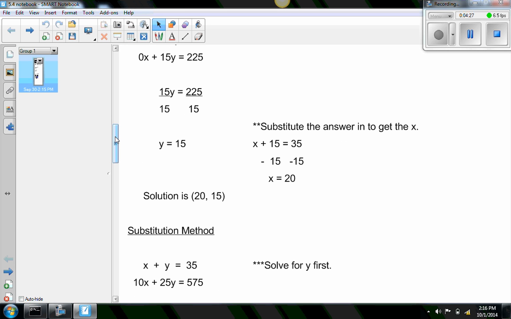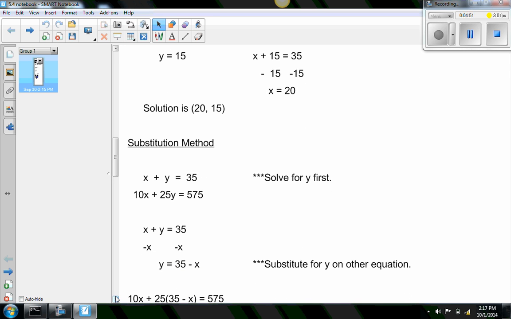Now the substitution method. I'm going to do the same exact problem, but I'm going to use the substitution method this time. I still have my same two equations, x plus y equals 35 right here, and 10x plus 25y equals 575. You can see right here I gave you a hint. You're going to solve for y, so you need to get rid of the x. All I need to do is subtract x and move it over there.